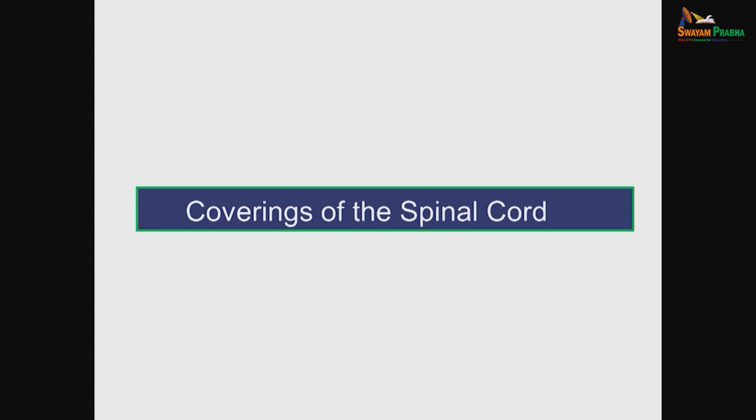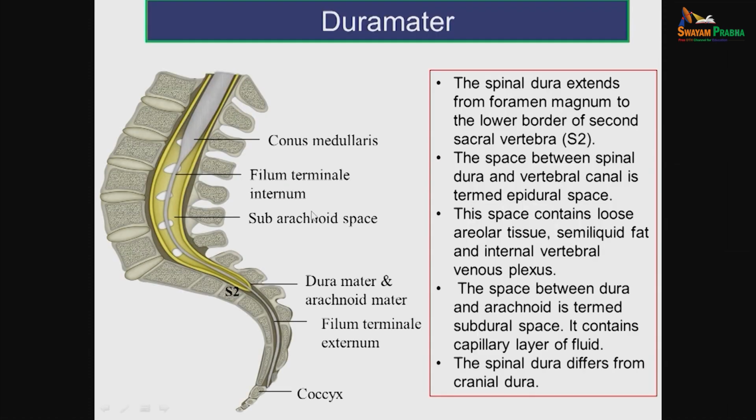Coming to the coverings of the spinal cord, which I will be briefly describing. From this picture, you can note that from outside inwards, there are 3 coverings. Outermost will be the dura mater. Next layer will be the arachnoid mater. Innermost, closely investing the cord, will be the pia mater. So, from outside inwards, dura, arachnoid and pia mater. The dura mater covering the cord is going to extend from the foramen magnum to the lower border of S2, the second sacral vertebra.